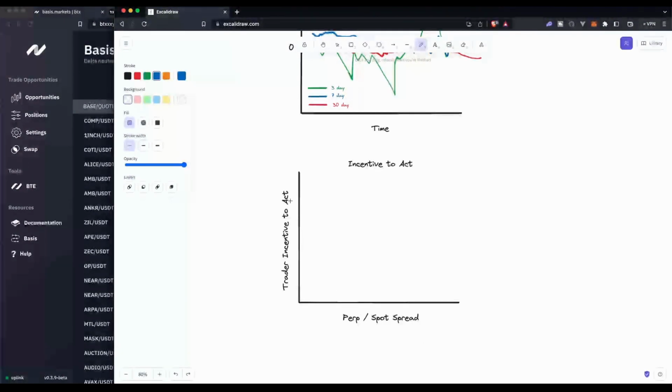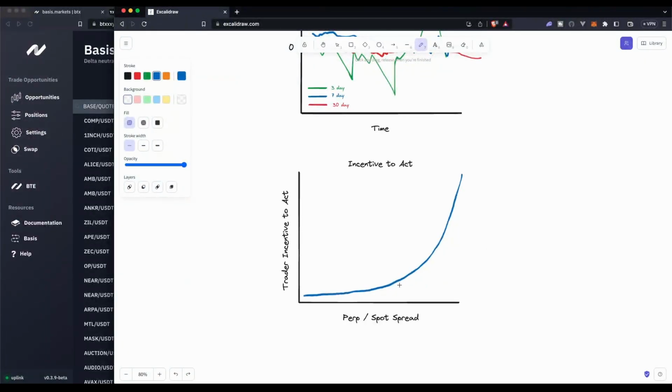And then we've got trader incentive to act on the left. So the more that spot and perp spread apart, the higher the incentive is for a trader to act and come into the market. So it's something like that to visualize why this funding mechanism is so important and why it exists in the first place, to bring markets in line.